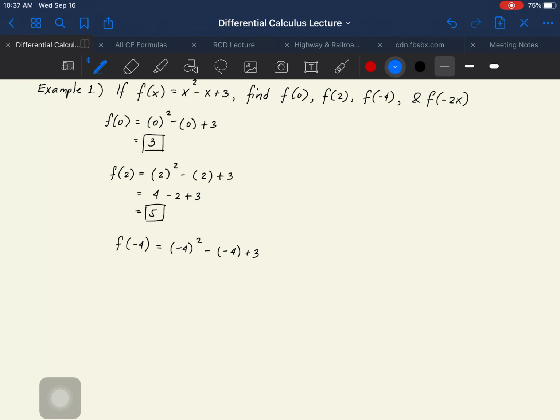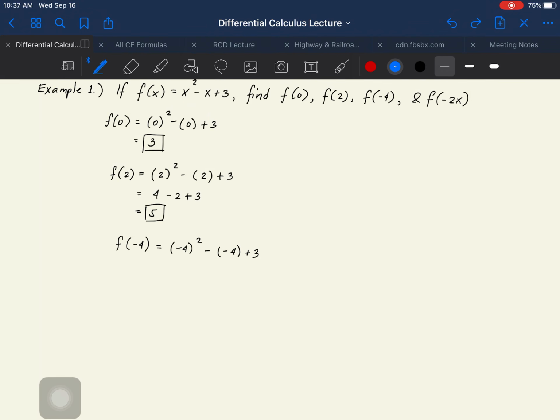If this is x here, you will be substituting x with negative 4. So that's how it is. You can see the pattern. The parenthesis separates it from the outside, or basically in our second term here, it separates the negative sign from the minus operation there. So that's the benefit of using parentheses.